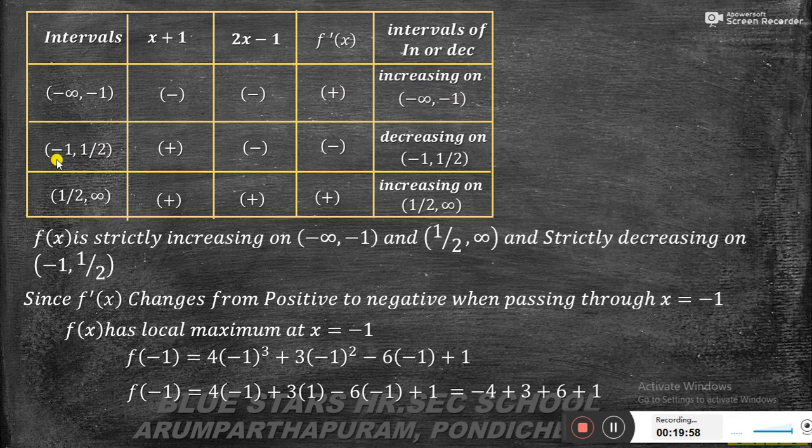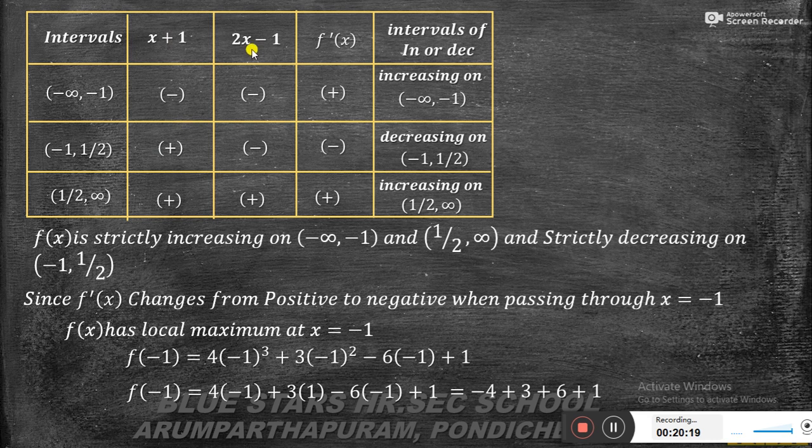So I take the interval minus 1 comma 1 by 2, which means I take the middle value x equal to 0. I substitute x equal to 0. You can take any value between this interval. So I take x equal to 0 and substitute in the factor 0 plus 1, which is 1. So the answer is positive sign.